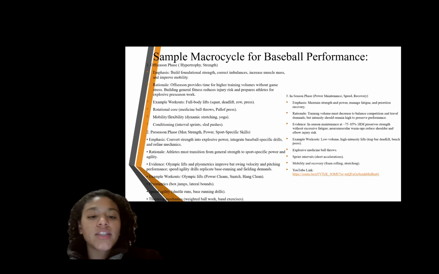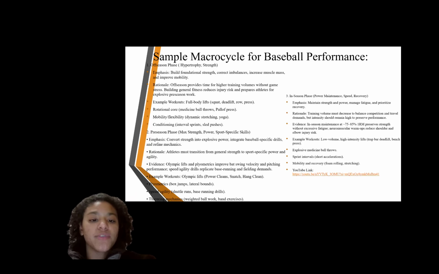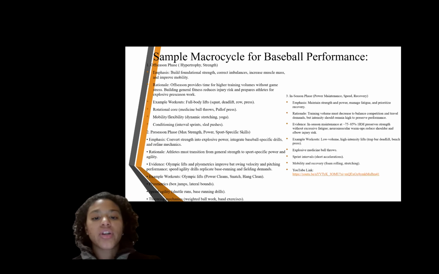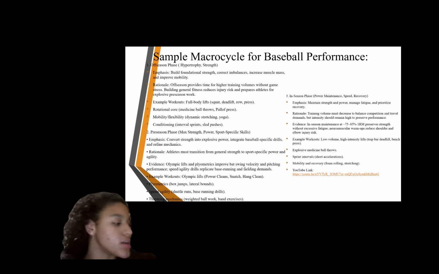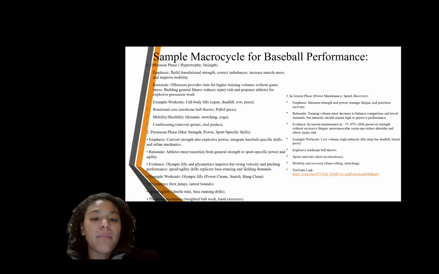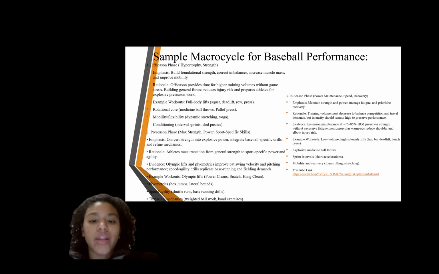For the preseason phase, I want to implement max strength, power, and sport-specific skills. So now we are converting strength into explosive power, integrating baseball-specific drills, and refining mechanics. The main rationale is that athletes need to transition from general strength to sport-specific power and agility. There has been some evidence that Olympic lifts and plyometrics improve bat swing velocity and pitching performance. Speed and agility drills replicate base running and fielding demands.